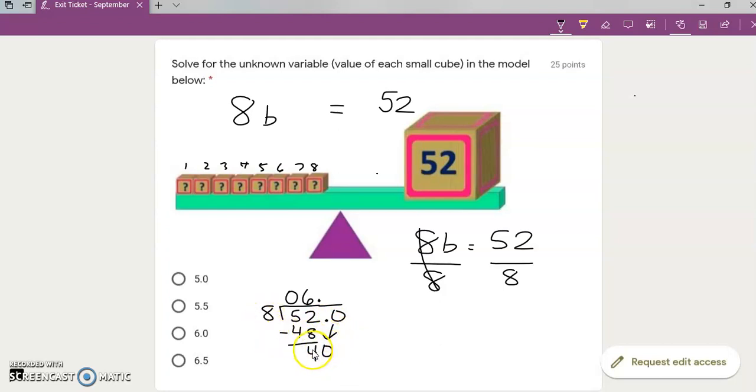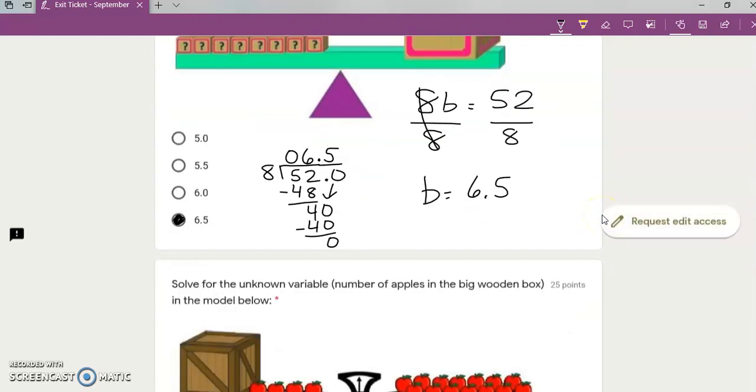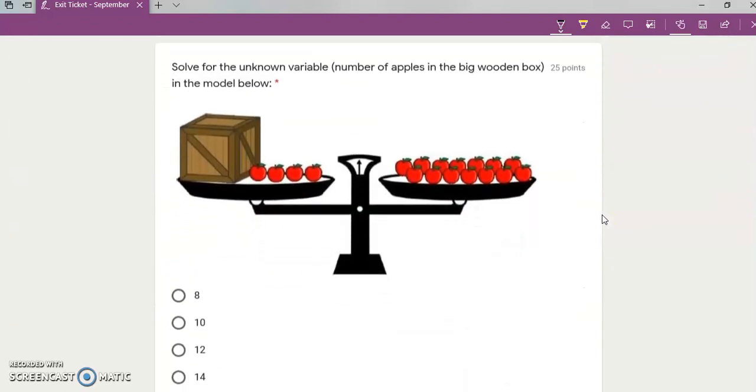So now, how many times does 8 go into 40? It goes into 40 5 times, and that's perfect 40. So we have a 0 left over. So my answer would be D, where the value of each block is 6.5. That's what each one of these has to be, so that when you add them all up together they equal 52. Okay, going on to the next question.